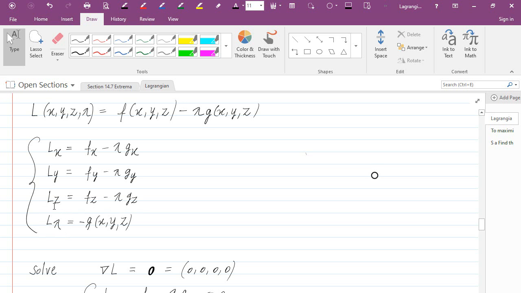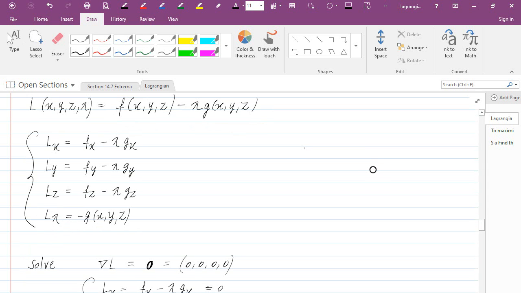And the partial of L with respect to lambda, well, since when we take the derivative with respect to lambda, f of xyz would be a constant, the derivative of this term would be 0, and with respect to lambda we get negative g of xyz. So the partial of L with respect to lambda is negative g of xyz. So that's the gradient of L.